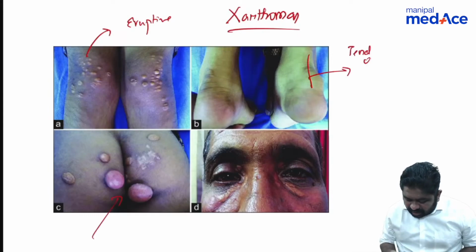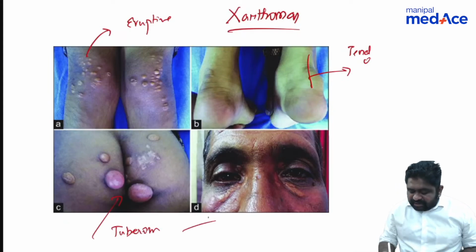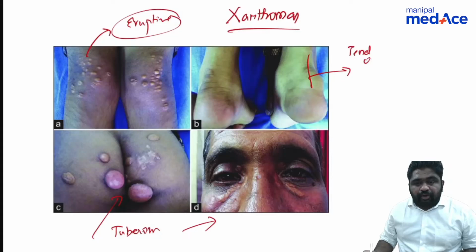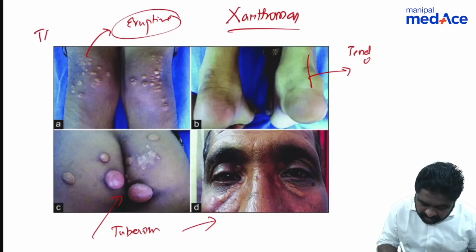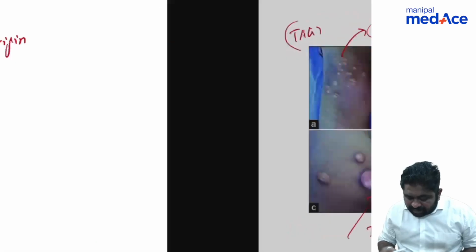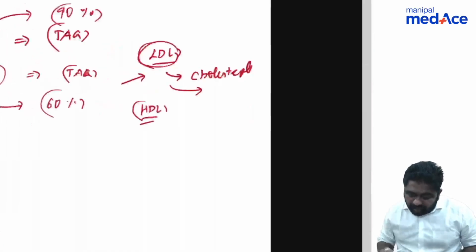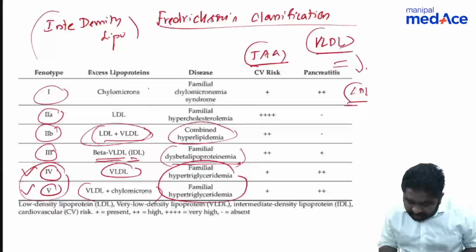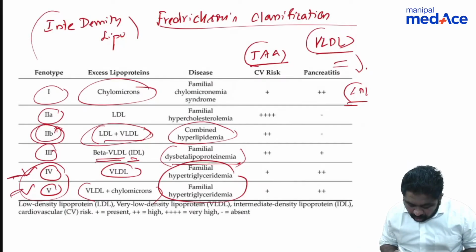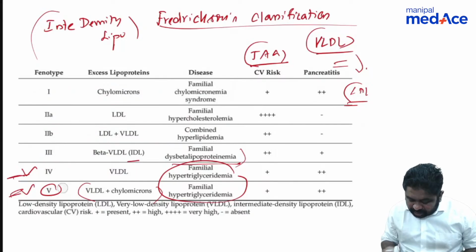Now, these are tuberous, and these can be present in a non-specific fashion. Now, whenever there is eruptive xanthoma, it is purely triacylglycerol. So, whenever you see eruptive xanthomas in a patient, you should understand that we are dealing with either type 1 where chylomicrons are involved, or type 2b where there is combined hyperlipidemia, or type 4 or type 5. Now, let me erase these annotations once again.